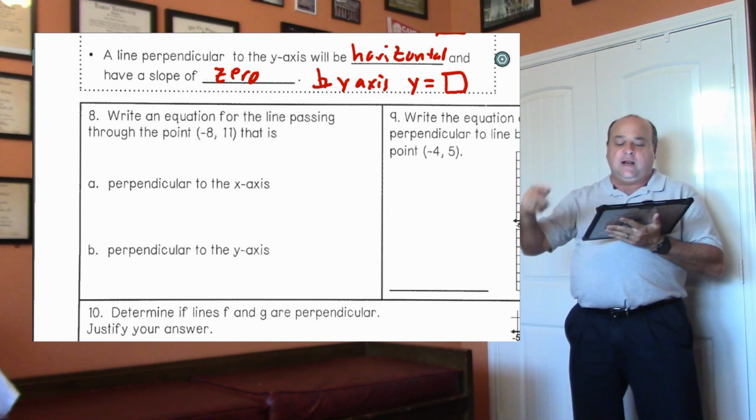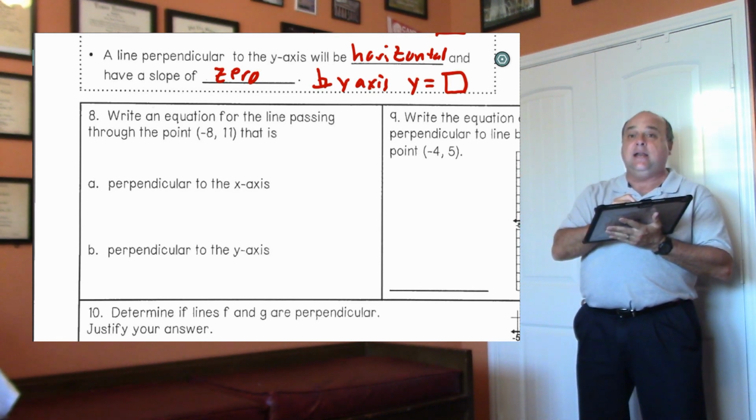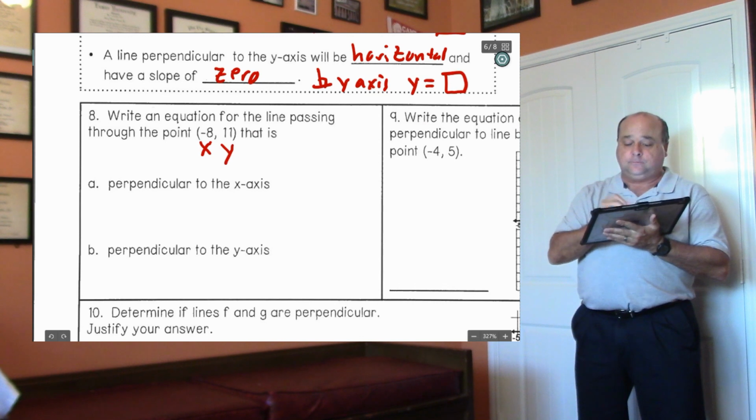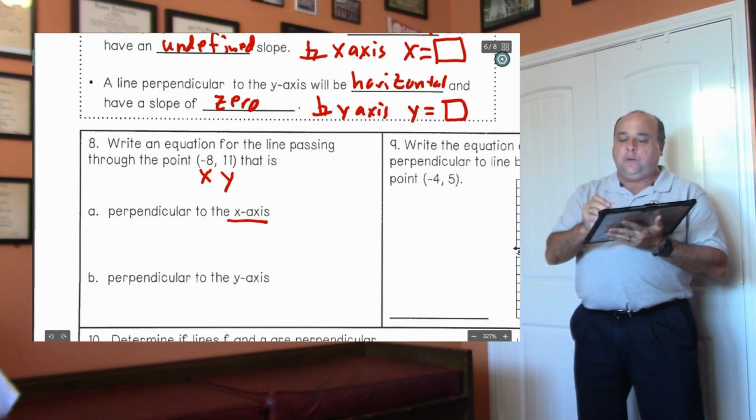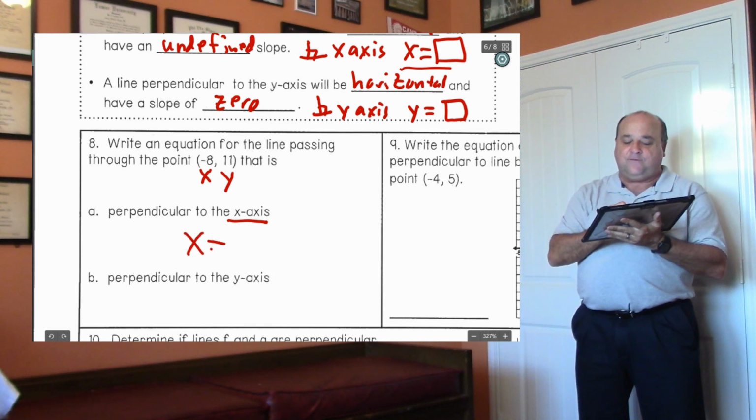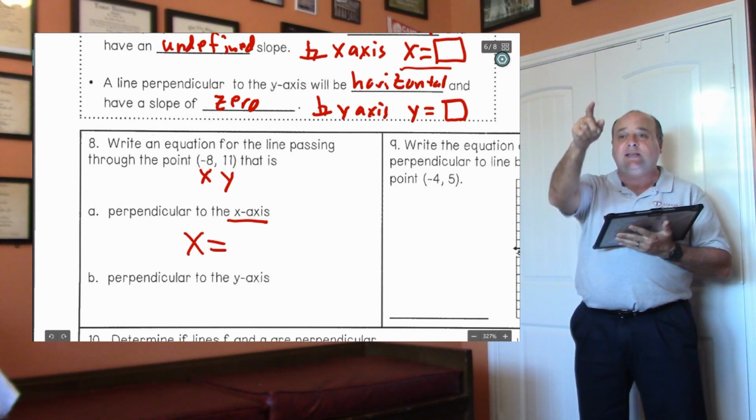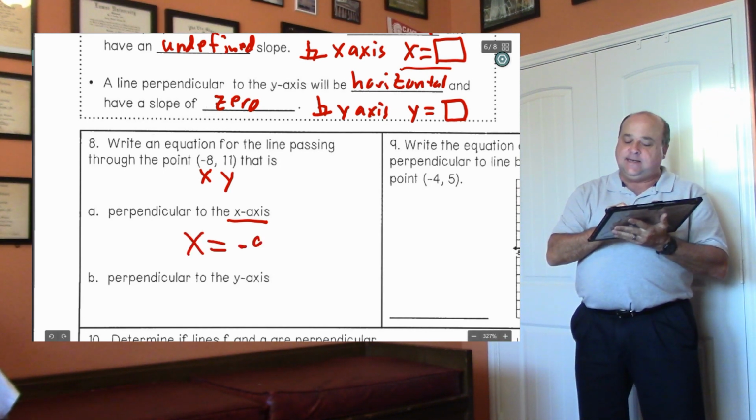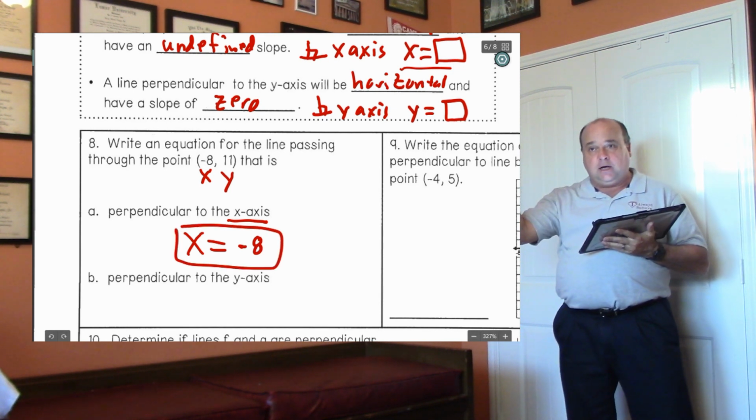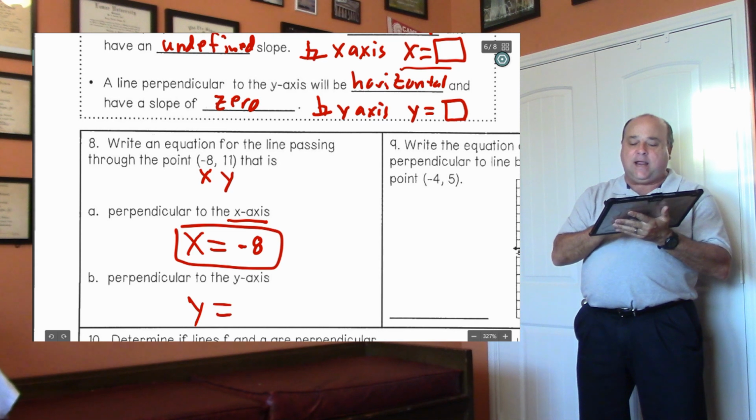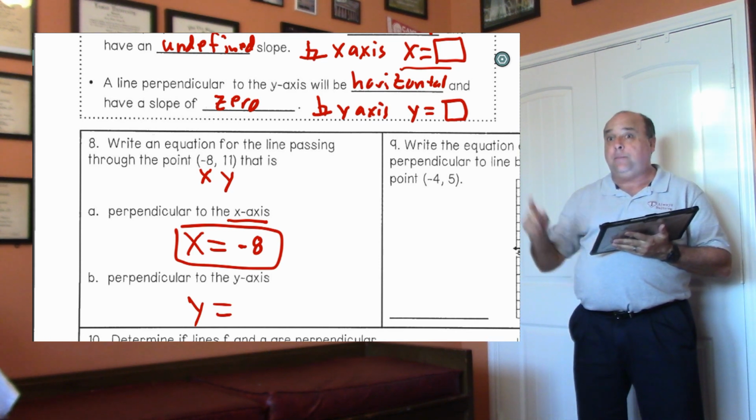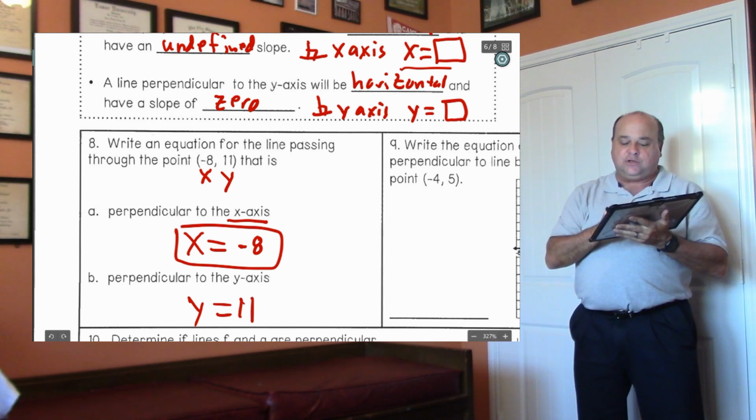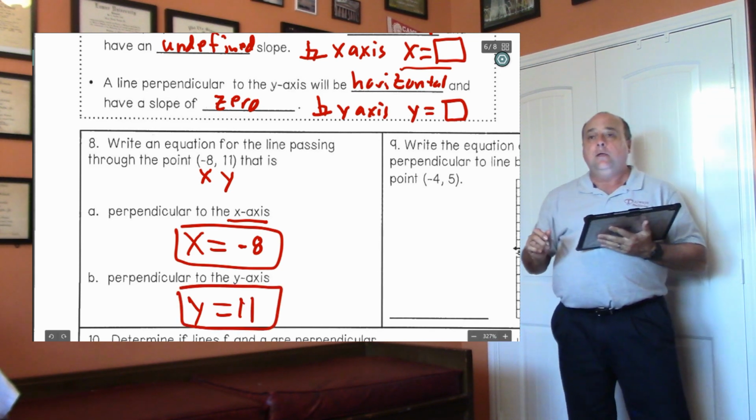Write an equation for the line passing through the point (-8, 11). Now then, do this. Put x and y. Perpendicular to the x-axis: if it's perpendicular to the x-axis, it's going to have x equals something. What is the x in that ordered pair? It's -8. That's how easy that is. If it's perpendicular to the y-axis, it's going to have y equals something. What is the y in that ordered pair? It's 11. So the answer is going to be y equals 11.